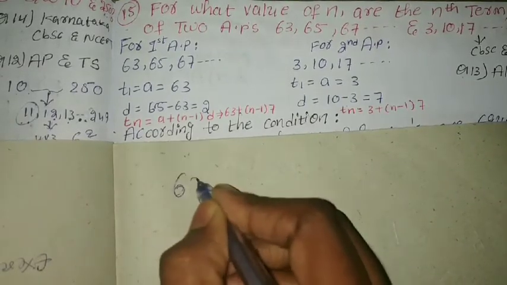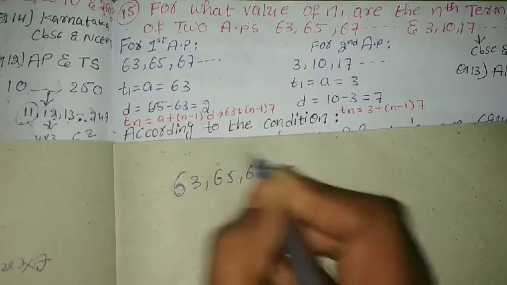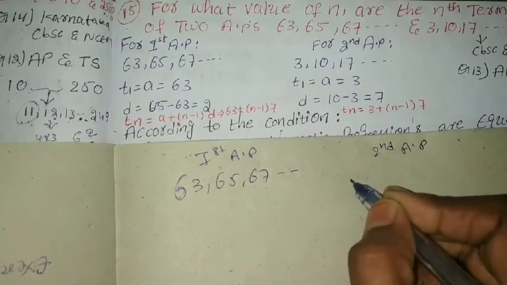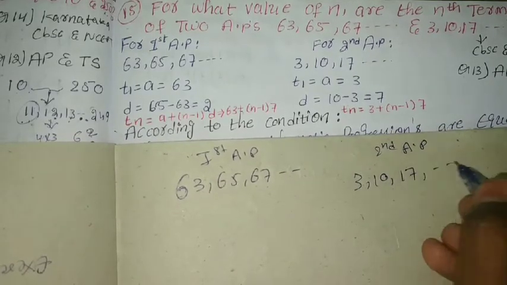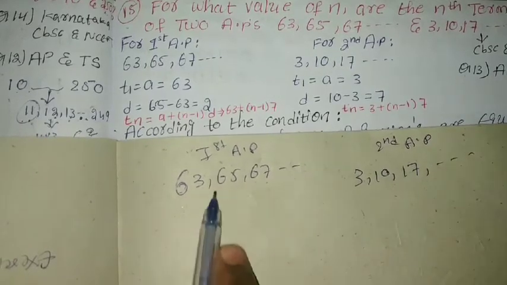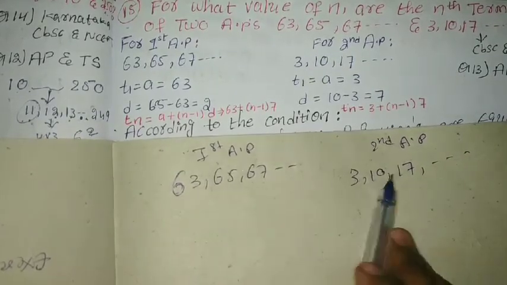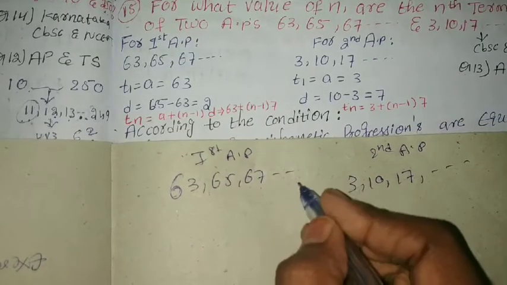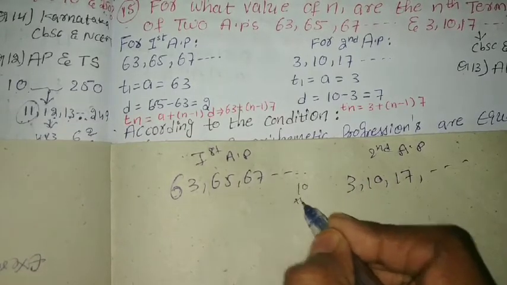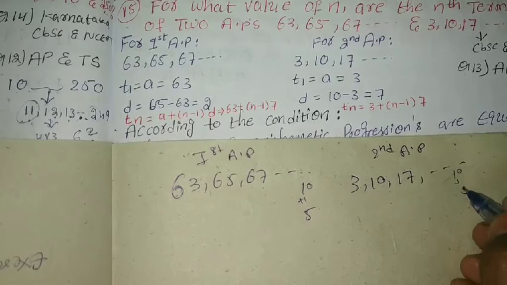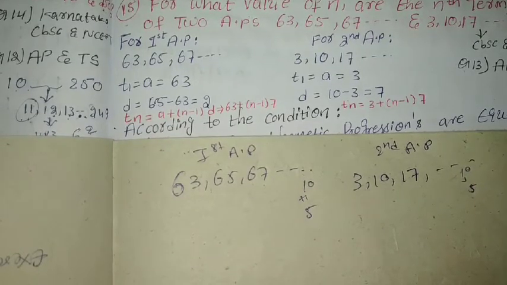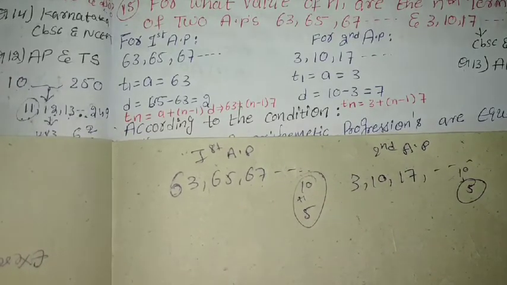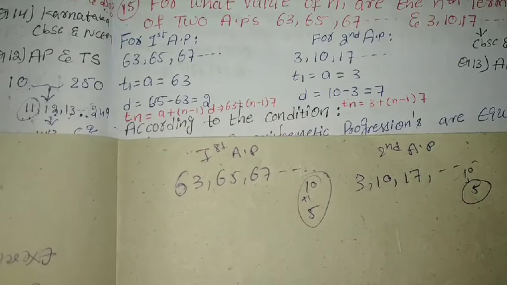In the first arithmetic progression we have this, right? This is the first arithmetic progression. But in the second AP, what they given: 3, 10, 17 and so on. If both the first and second arithmetic progressions are equal, they are asking which term is an equal number. That means if the 10th term is 5 here, the 10th term is also 5 here itself. Like that, for what value of n the nth terms of these two arithmetic progressions are equal.